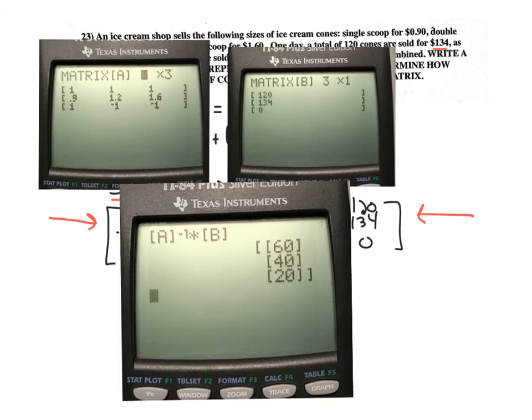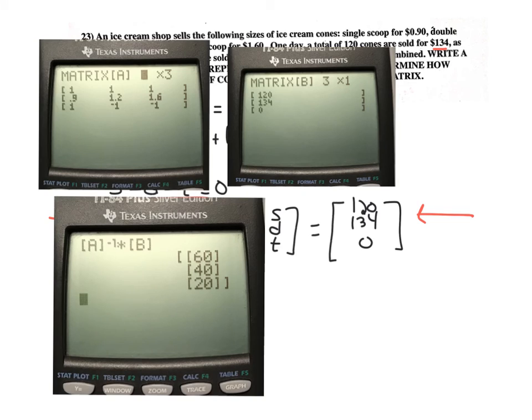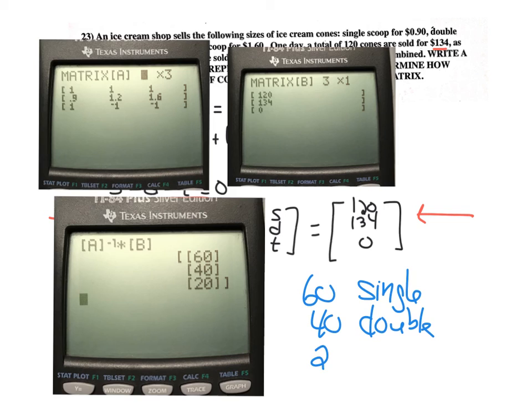And what that tells me is my final answer is that they sold 60 single scoops, 40 double scoops, and 20 triple scoops. If you add those up, you'll get 120, and if you add the prices, you get 134. Works out perfect. Hope this video helps you some.